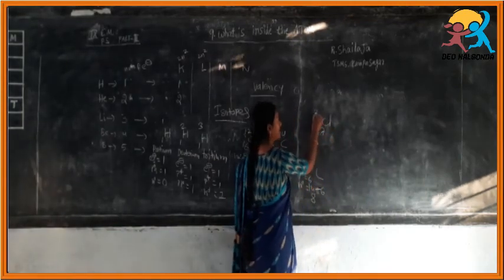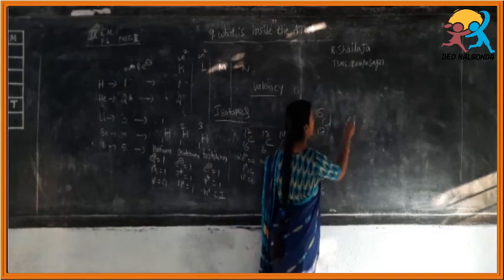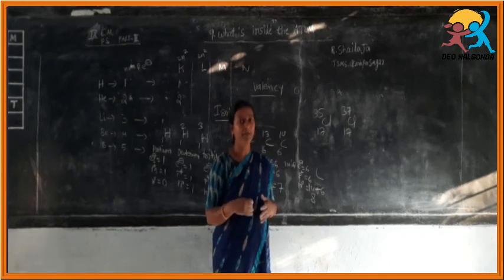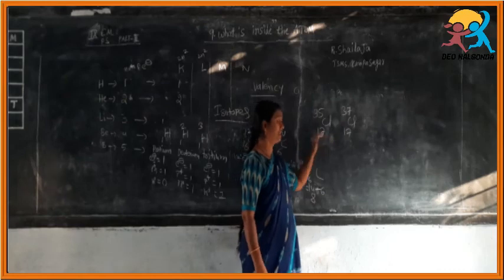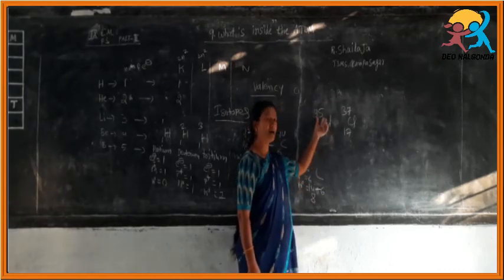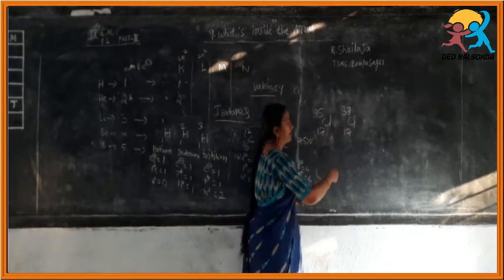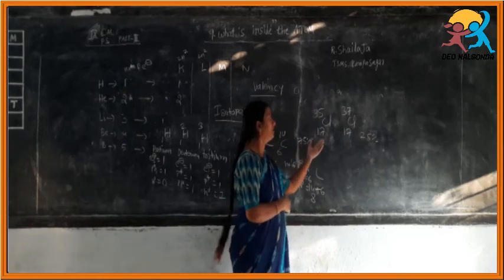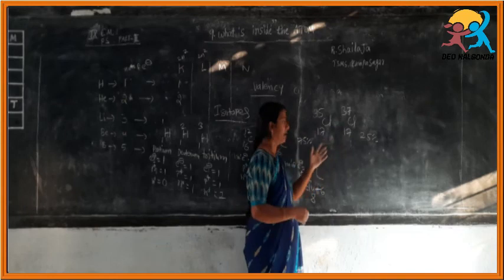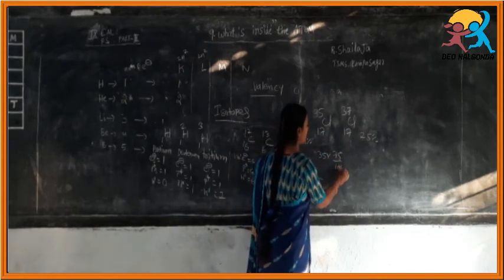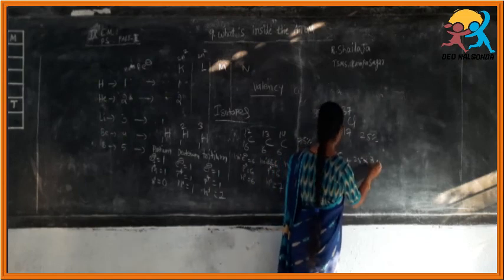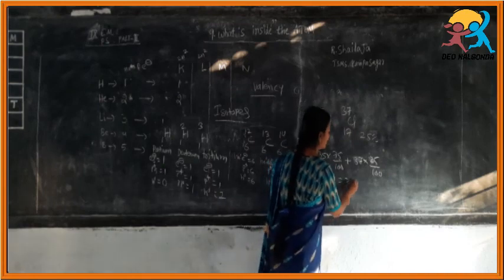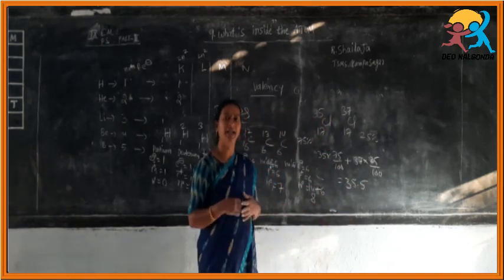Chlorine has atomic number 17. It occurs in nature with atomic mass 35 and atomic mass 37. In my elements list, the atomic weight of chlorine is 35.5. How do we get 35.5? That is because of isotopes. Chlorine with atomic mass 35 occurs in nature 75%, and chlorine with atomic mass 37 occurs 25%. So the average is 35 into 75 by 100 plus 37 into 25 by 100. This total calculation gives 35.5. That's why we write the atomic weight of chlorine as 35.5.